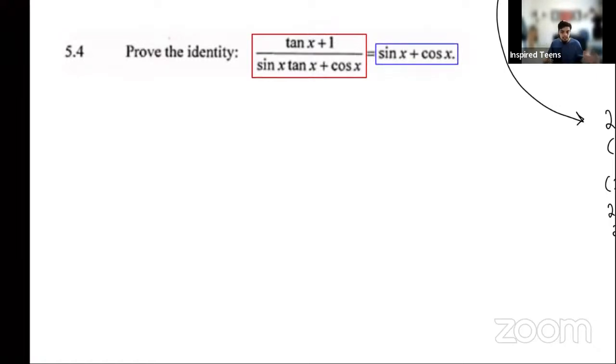So between the left side and the right side, the left side is definitely more complicated. It has more terms, more complex terms. The right hand side is just sine x plus cos x. There's nothing you can really simplify about this right hand side. So our objective again is to try and simplify the left hand side to get it equal to the right hand side. And how are we going to do that?